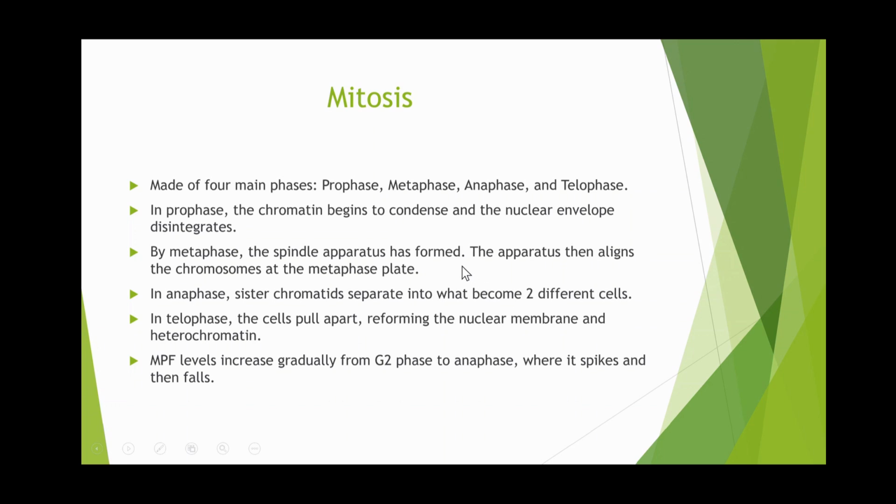And then in telophase, the cells finally pull apart and become their own cells, their own functional units. And then the nuclear membrane reforms. The chromosomes loosen out, they become normal again, and then you have the cytoskeleton also forming in the cells. These two independent entities now go about the process one more time. So again, like I said, MPF levels are going to increase from G2 phase all the way up to anaphase, and then it is going to be at its highest levels, and then it will dramatically fall.